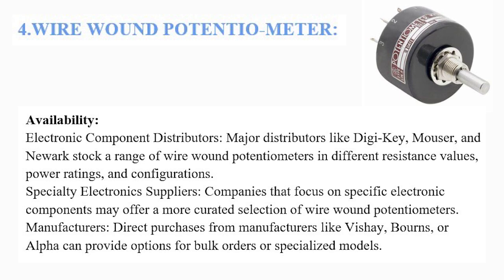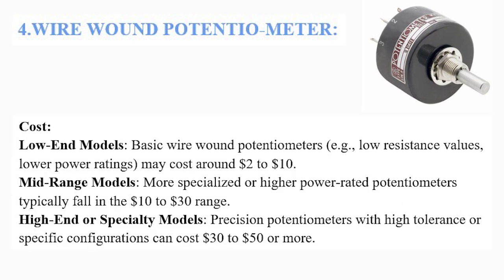They are available from a wide range of electronic component distributors. Major distributors like DigiKey, Mouser, and Newark stock a range of wire wound potentiometers in different resistance values, power ratings, and configurations. The cost of a wire wound potentiometer depends upon the type you need. For example, there are three types: low-end models, mid-range models, and high-end or specialized models. For low-end models, basic wire wound potentiometers, the price may range from $2 to $10. For mid-range, it is $10 to $30. For high-end specific models, precision potentiometers with high tolerance or specific configurations, the cost can be $30 to $50 or more.